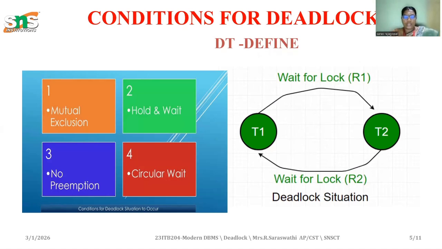Mutual exclusion: T1 holds the resource R1, and T2 holds the resource R2. T1 requires the resource R2, and T2 requires the resource R1. R1 is held by the transaction T1, and R2 is held by the transaction T2.